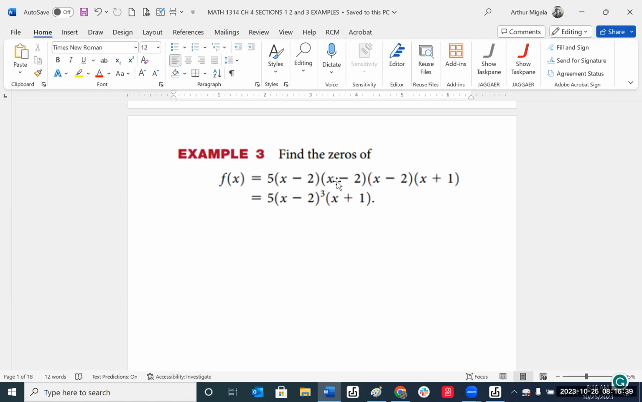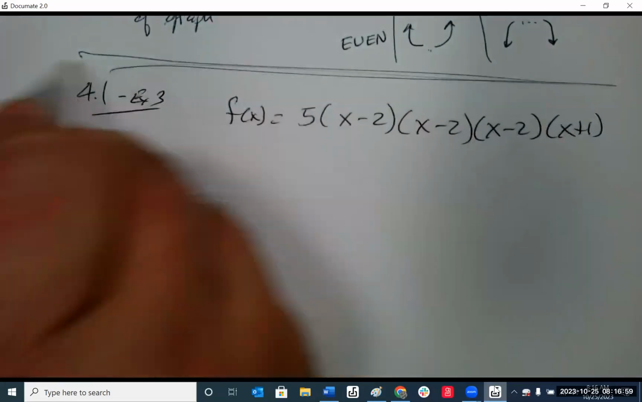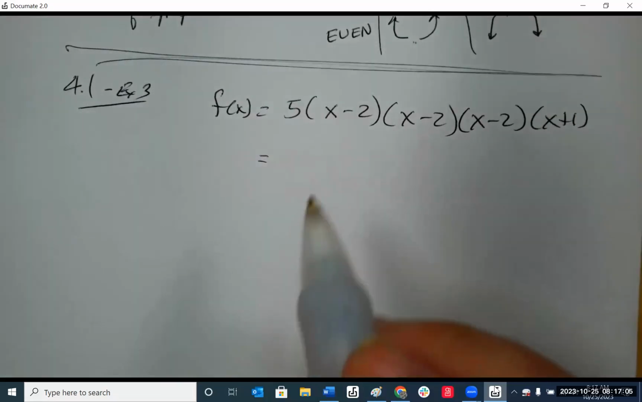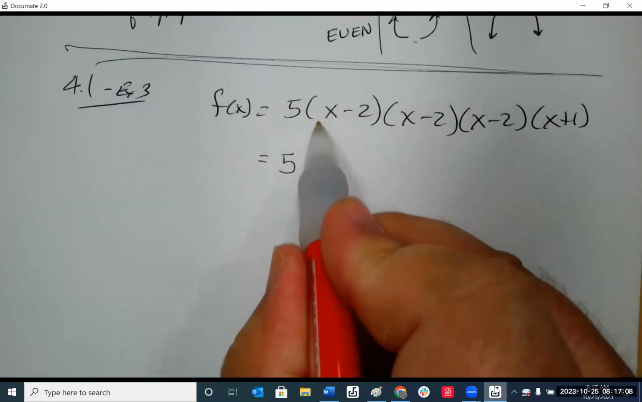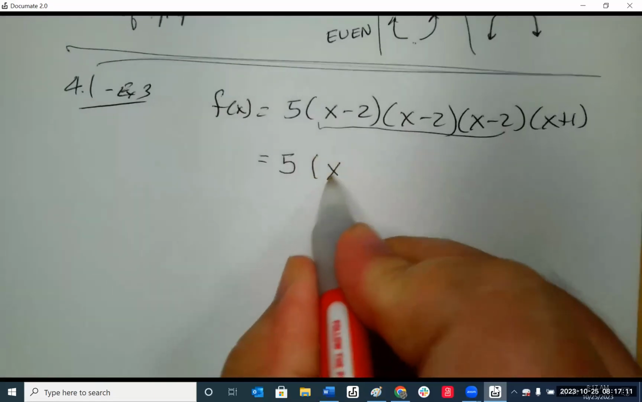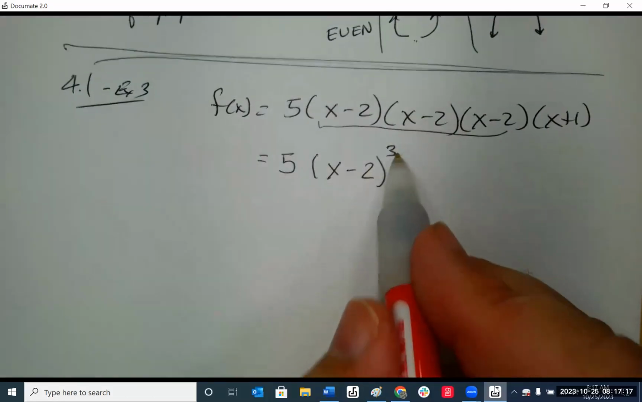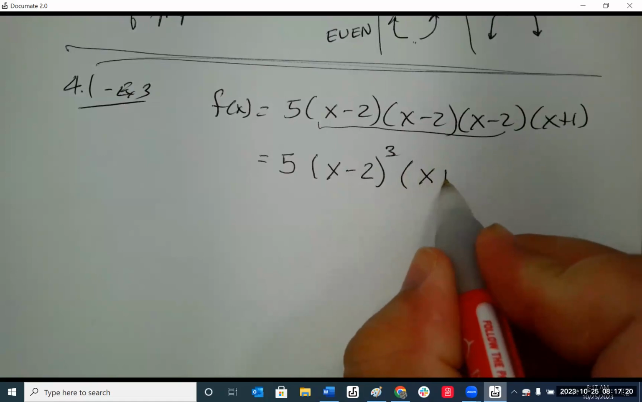So 4.1, example 3. We have f of x equals 5 times (x minus 2)(x minus 2)(x minus 2)(x plus 1). If we're going to graph this, we know that these three are the same, so we could combine all those to make it (x minus 2) cubed. And then we have (x plus 1).